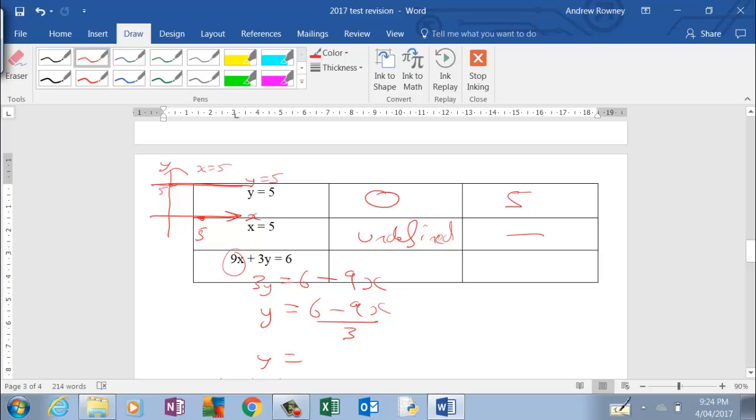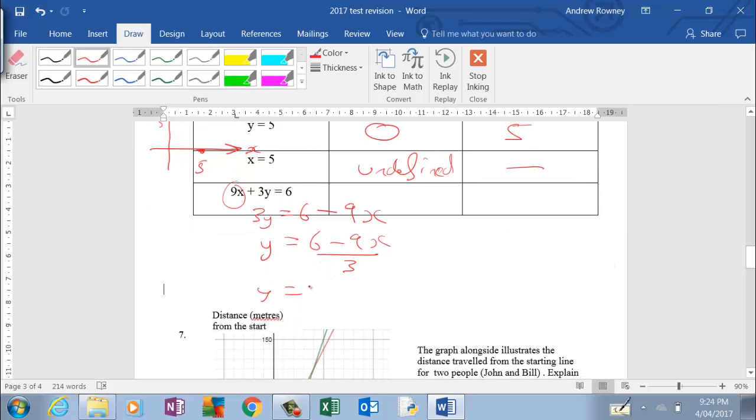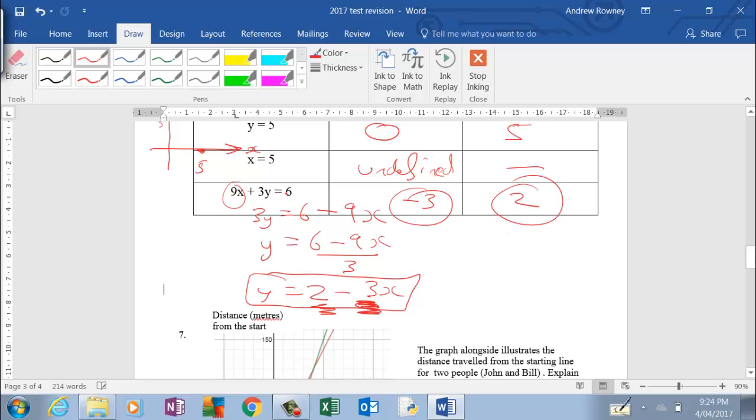Now we'll just divide those two separately by the 3. So that's 6 divided by 3, which is 2, and 9 divided by 3, which is 3. So y equals mx plus c, we can see the slope is the number in front of the x, so that's minus 3, and the y-intercept is the 2. So these are the two answers for this line.